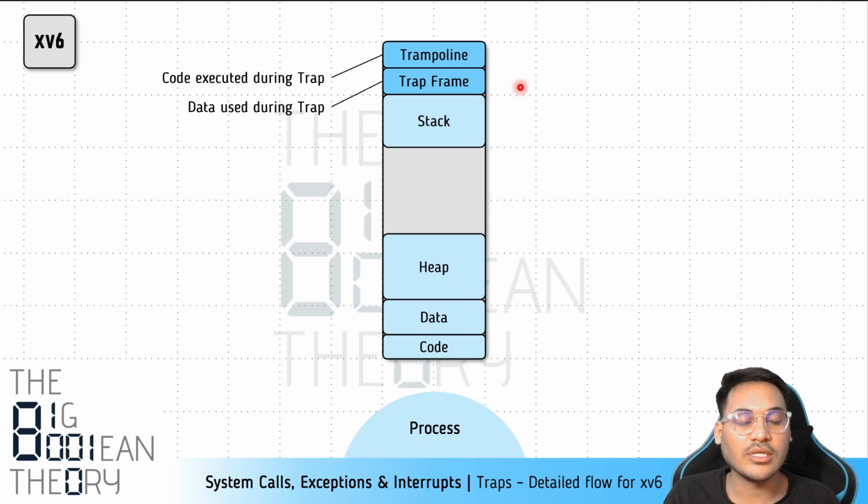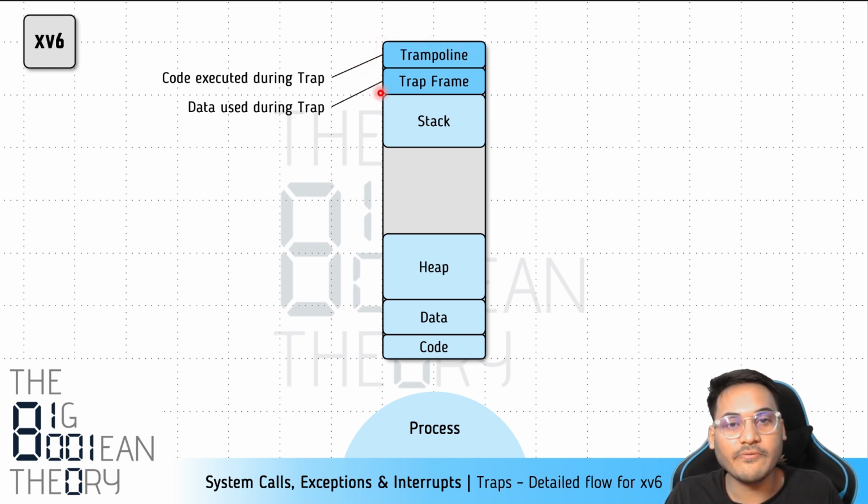Whenever there is a trap in the computer system, these two sections in the address space are used, right? So let us look at what they are. The first one is the trampoline section, and the second one is the trap frame section. The trampoline is a piece of code that is executed in order to process the trap. Whenever a trap occurs, it immediately requires some kind of processing, and that processing is done by this piece of code that resides in the trampoline section.